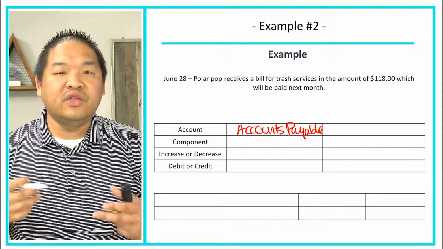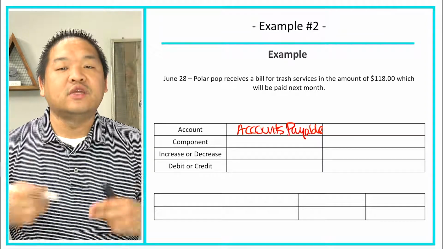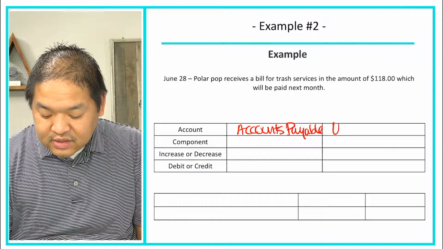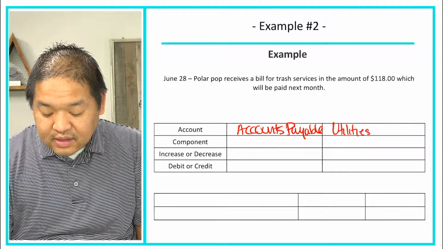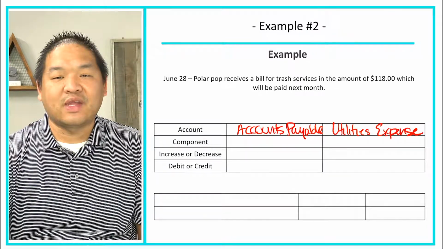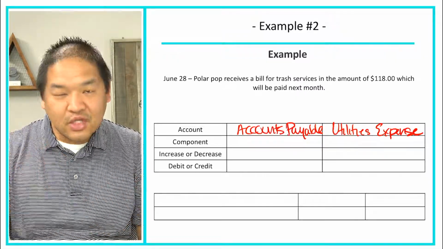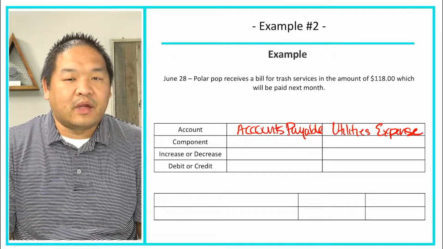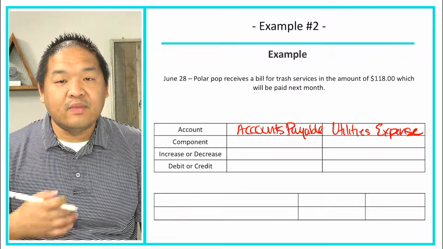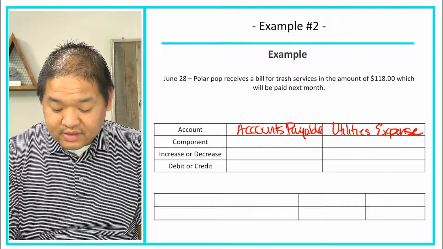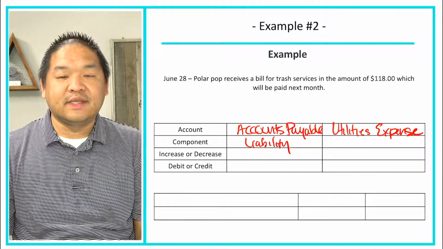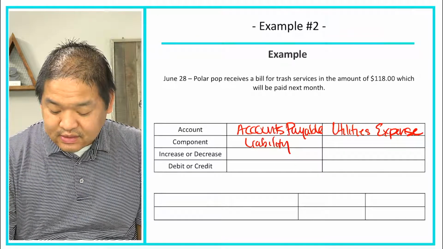The one that we use in business a lot is utilities expense. It's a utility. So utilities expense. Now, if you put trash service expense, it's really not wrong, so you're good there, but utilities expense is a better way to describe it. So accounts payable, that is a liability because I owe it. And utilities expense is an expense.